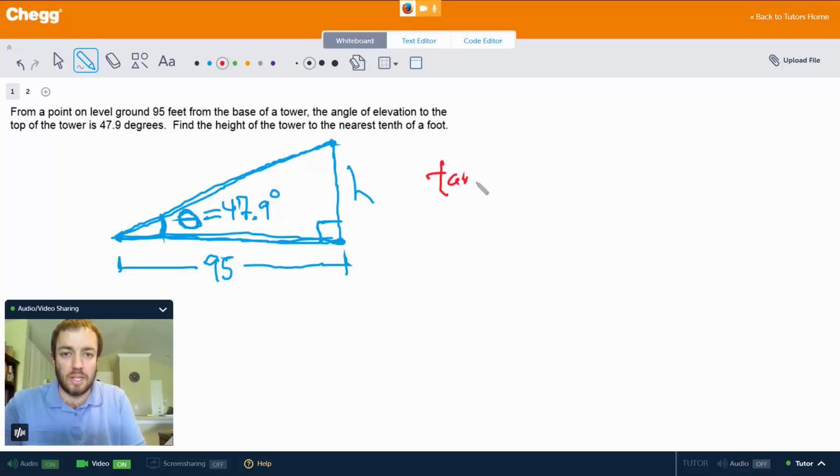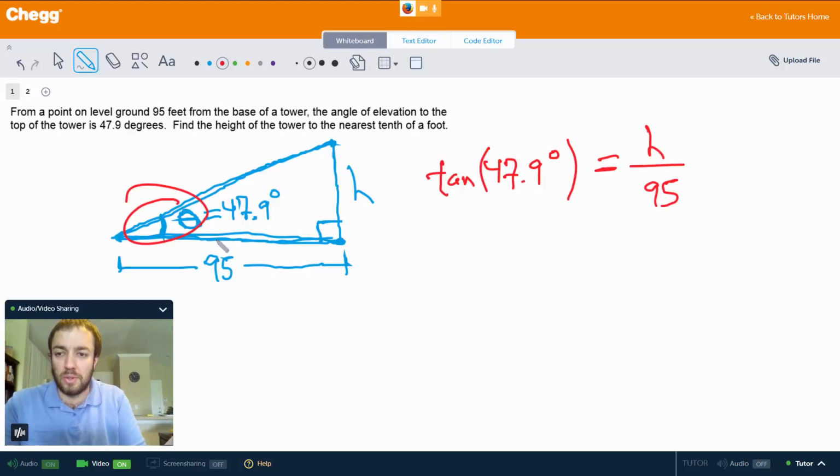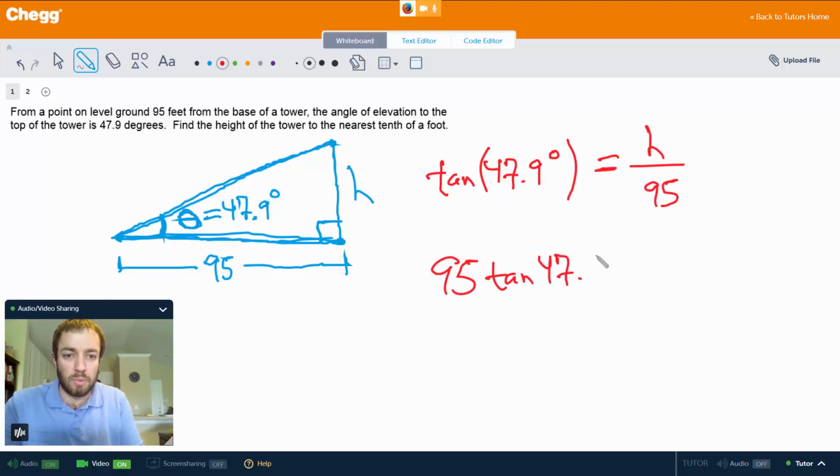So tangent of theta, and since theta is 47.9 degrees, let's just use that. The tangent of 47.9 degrees is equal to h divided by 95. Tangent is opposite over adjacent. Here's our angle theta, and the tangent of that is the opposite side divided by the adjacent side. So let's multiply both sides by 95. Then we have 95 times the tangent of 47.9 degrees equals h.